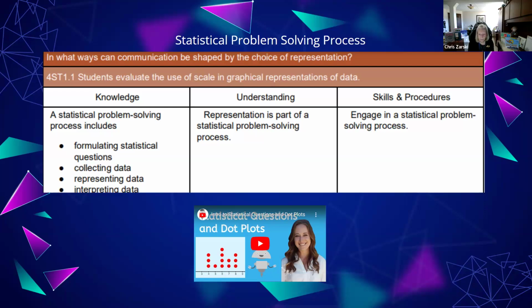In other words, choose an appropriate graph to represent the data that you have, and then you can draw some conclusions from it. So they're going to engage in statistical problem solving. That's what's happening in grade 4.